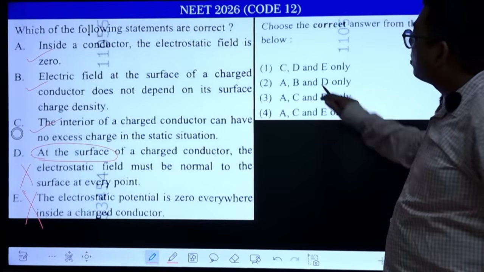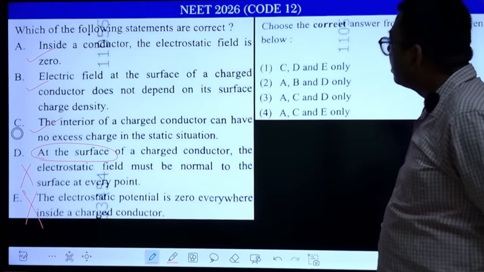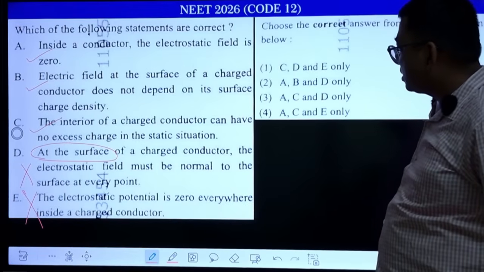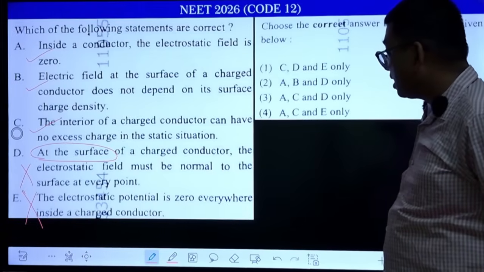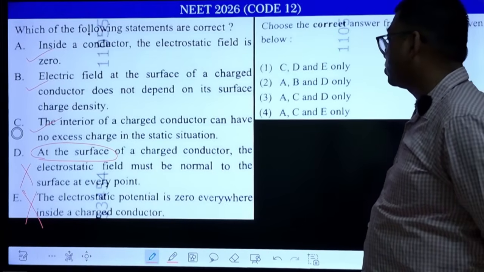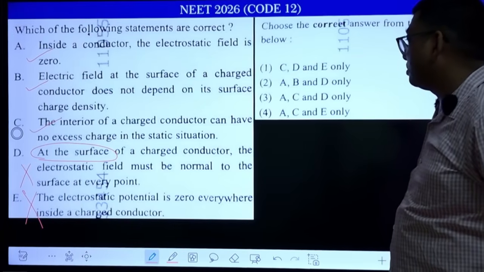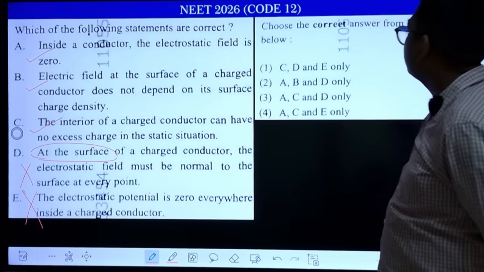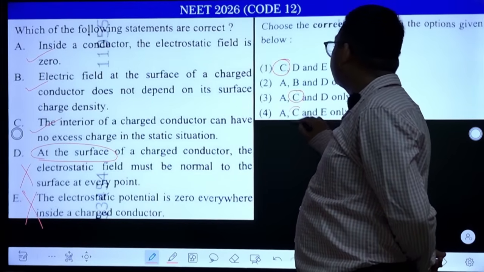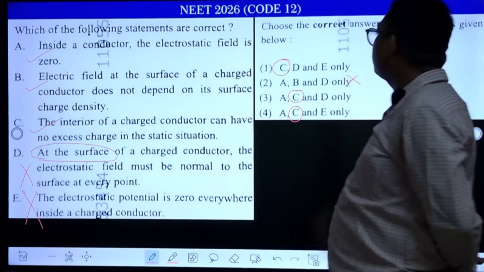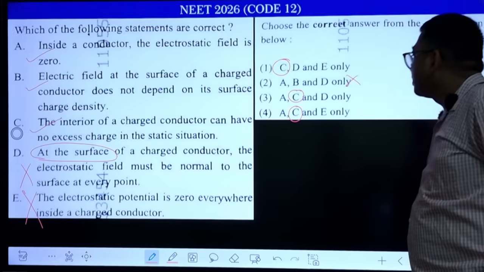Okay, let's check each option one by one. Option C: the interior of a charged conductor can have no excess charge in the static situation. Yes, this is definitely correct. So wherever C is there, that has to be correct. So definitely you can remove the second option. Okay.